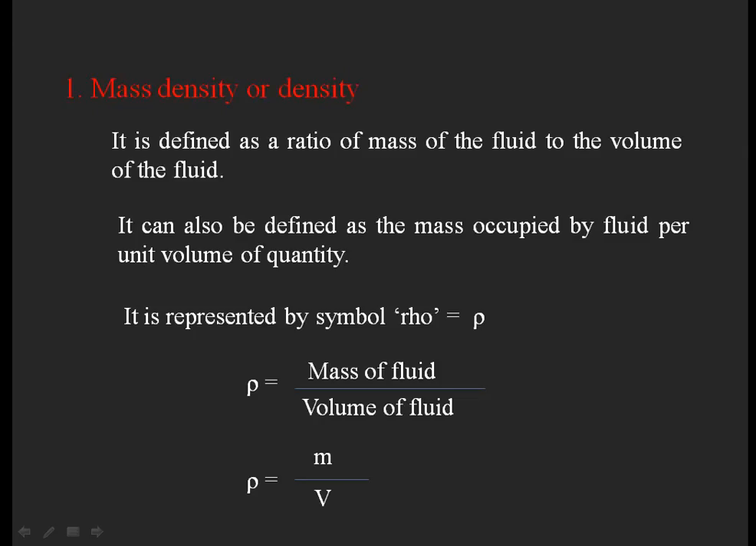Before that, we can give the units for the mass density. What are the units we can give for mass density? Here mass is in kg and the volume is in meter cube. So kg per meter cube is the unit for the mass density. I didn't show it here, so please remember the unit for the mass density is kg per meter cube.